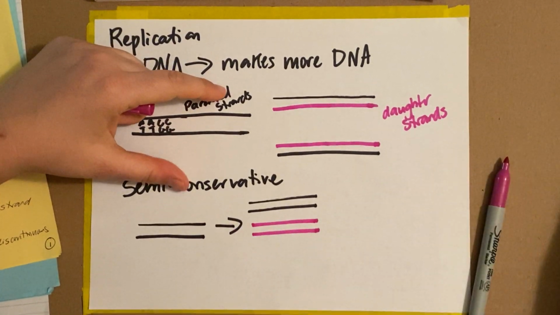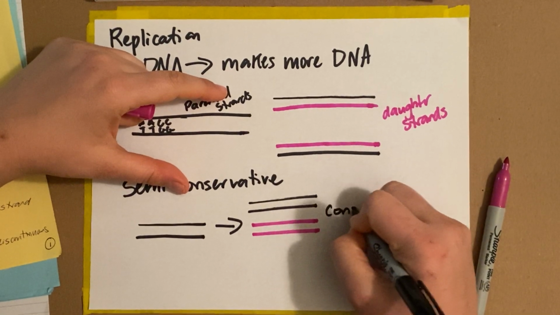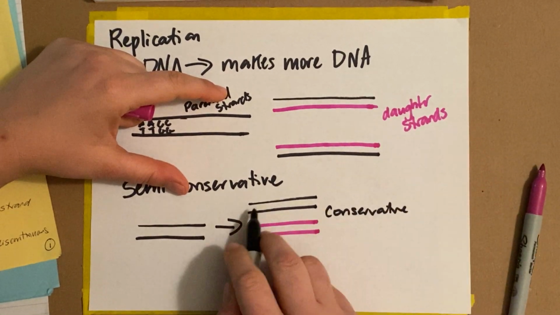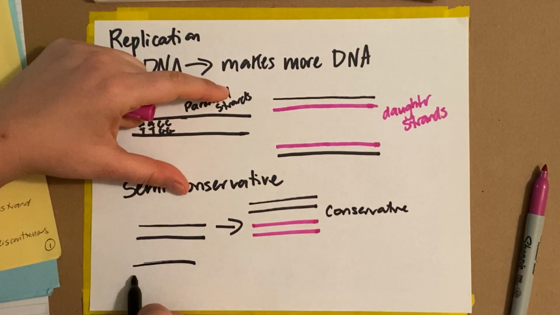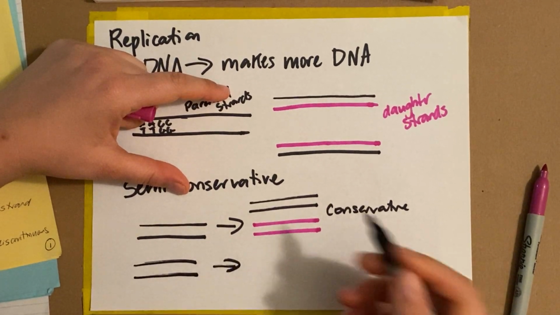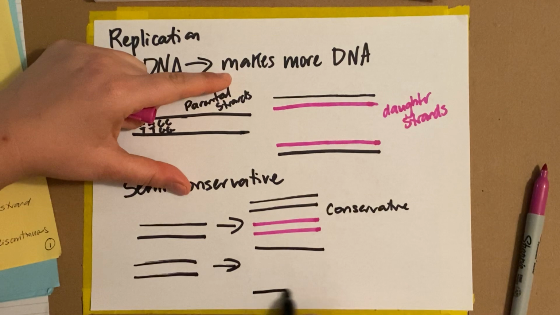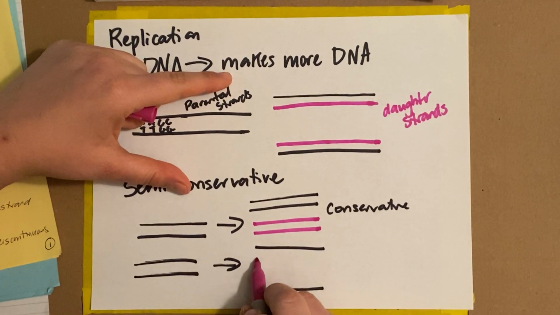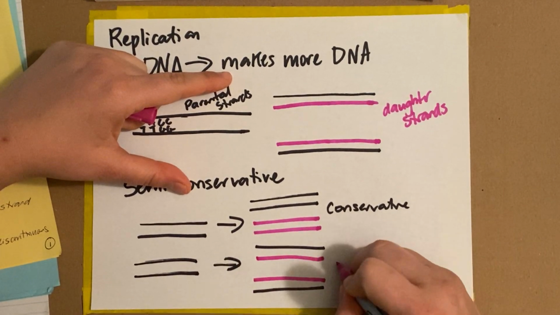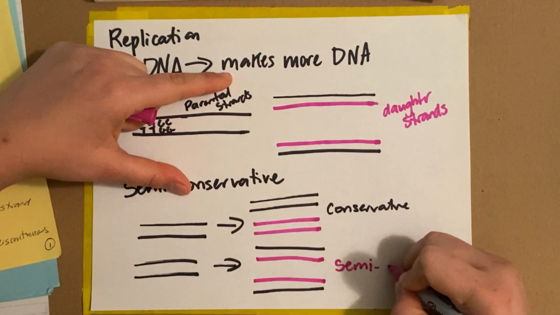Okay, this would be considered conservative because you're kind of keeping the original strands together. Then our other type of process, which I kind of showed up here, is that you have something called semi-conservative, where you have an old strand with a new strand. Okay, and so this is called semi-conservative.